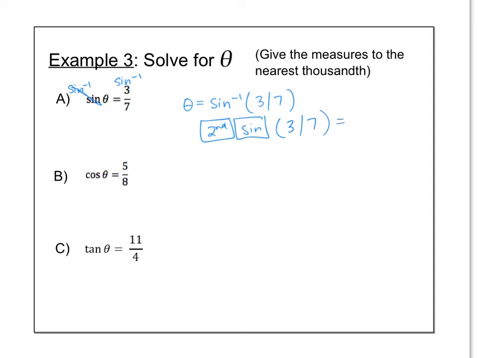And what should happen is you should get theta is 25.377 degrees. Again, round to the thousandth.